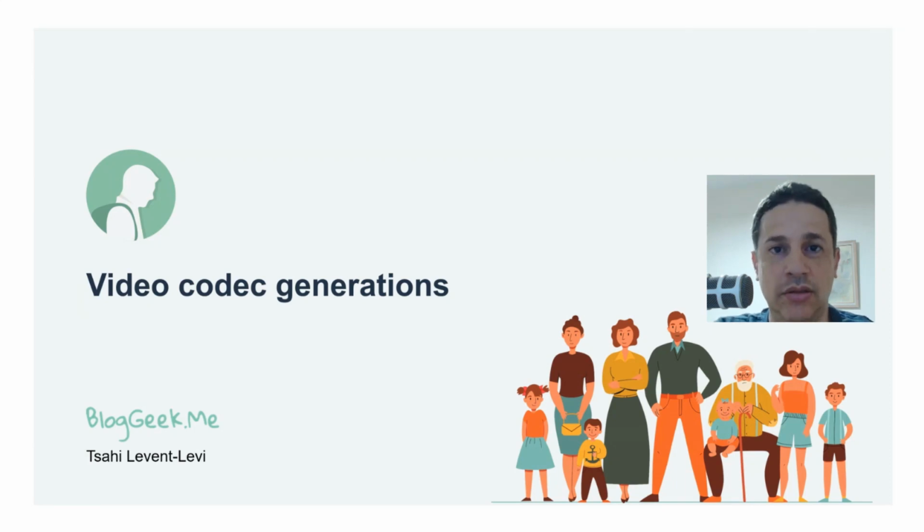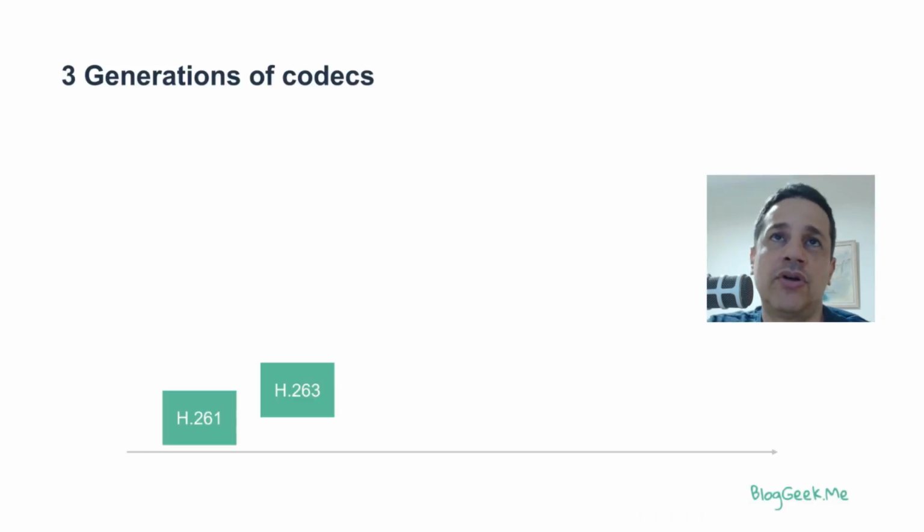AV1 is here. We start to see it in actual production applications when using WebRTC. This is a new codec generation that came to us for video, and it's time to talk a little bit about video codec generations and how they affect WebRTC and your decision-making processes.